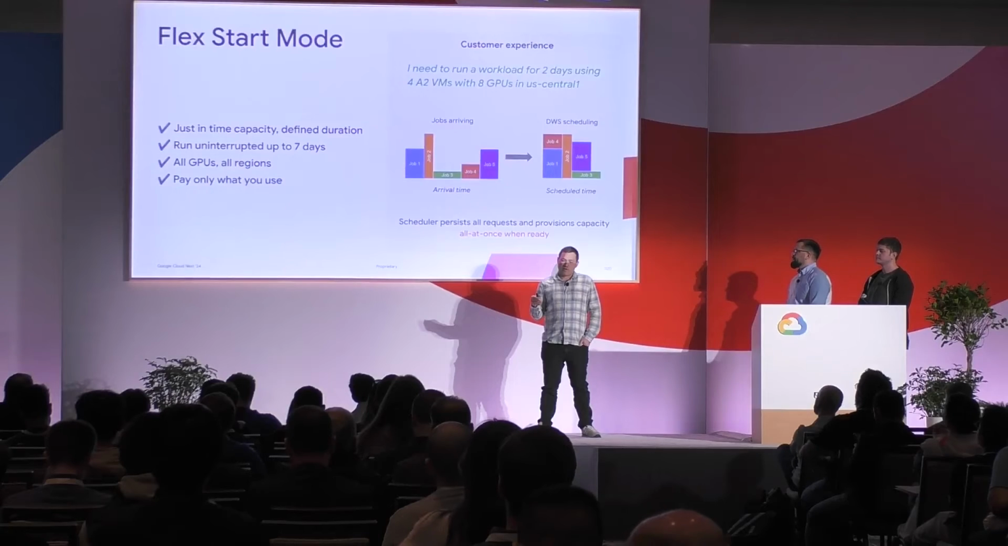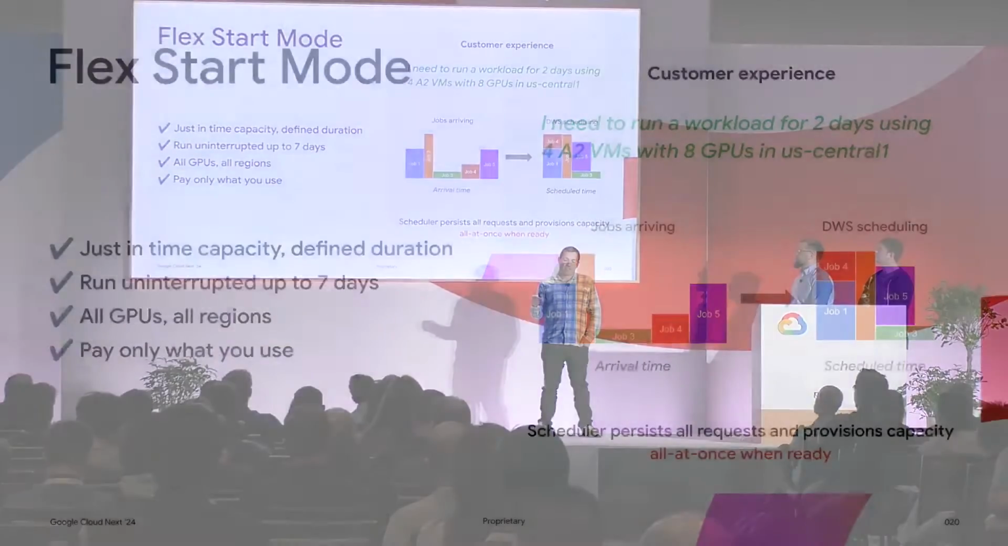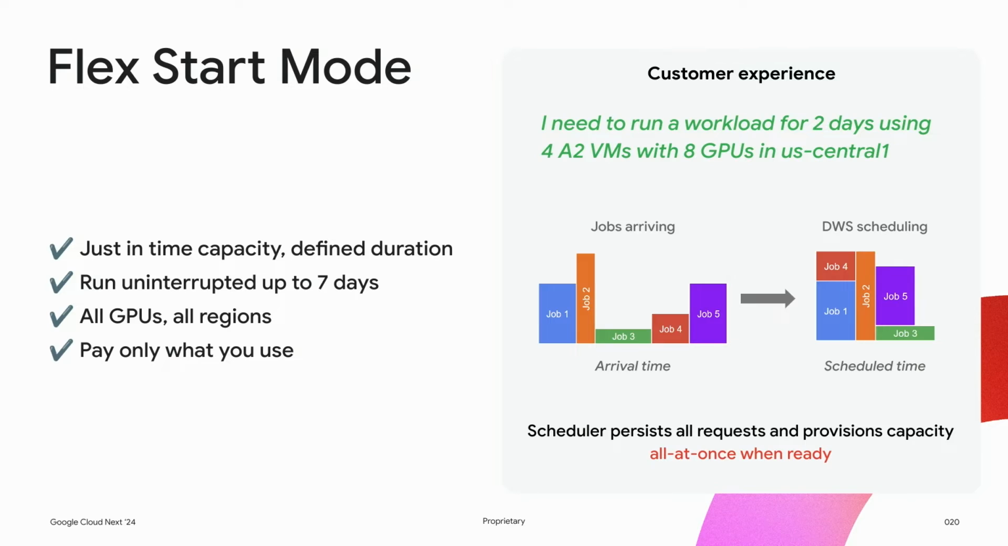There's two main modes to Dynamic Workload Scheduler. We have Flex Start mode and Calendar mode. To drill into Flex Start mode a little bit, it basically offers just-in-time capacity for defined duration jobs. So in the example I mentioned earlier, when the request for all those machines just came to us and wasn't planned and we wanted them as soon as possible, Flex Start mode is the way to go.